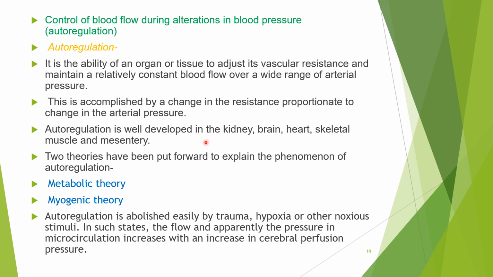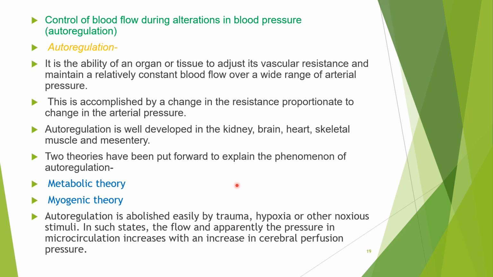Autoregulation is well developed in the kidney, brain, heart, skeletal muscle and mesenteric circulations. Two theories I have told to explain the phenomenon of autoregulation. Those are metabolic theory and myogenic theory. And this autoregulation can be abolished easily by trauma, hypoxia, and any other noxious stimuli. In such states, what happens? The flow and apparently the pressure in microcirculation increases with an increase in cerebral perfusion pressure. So, if you increase the blood pressure, the cerebral blood flow is also increasing if autoregulation is abolished.